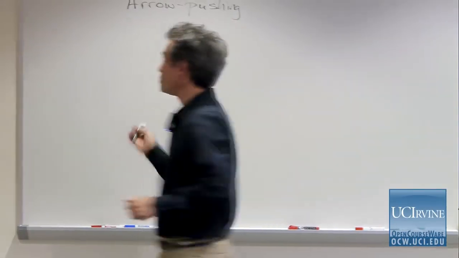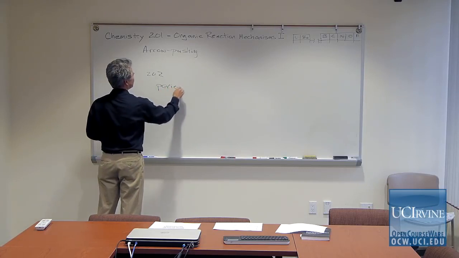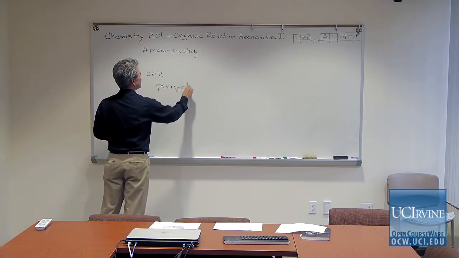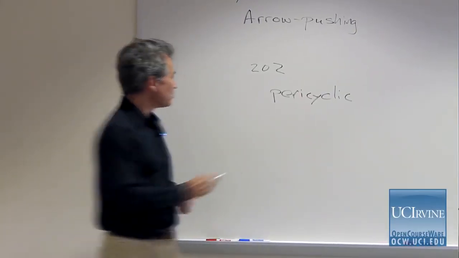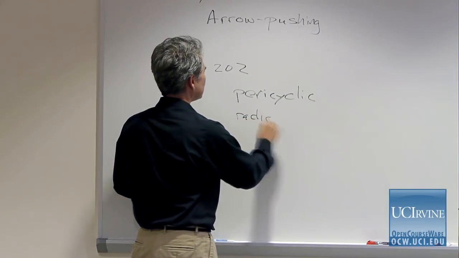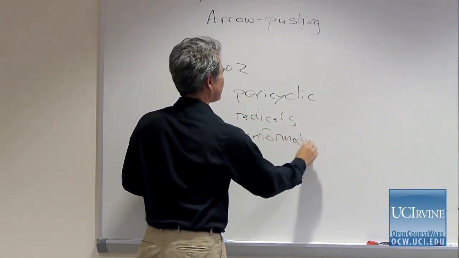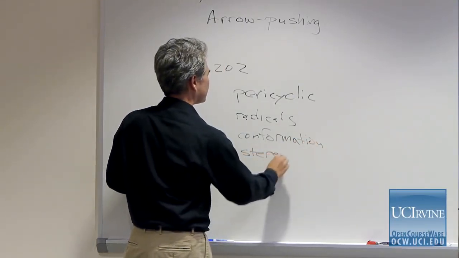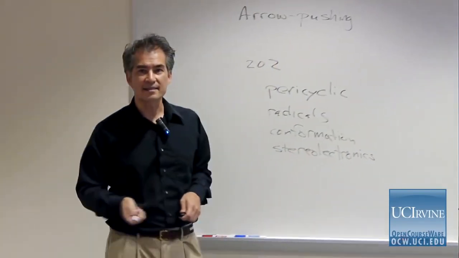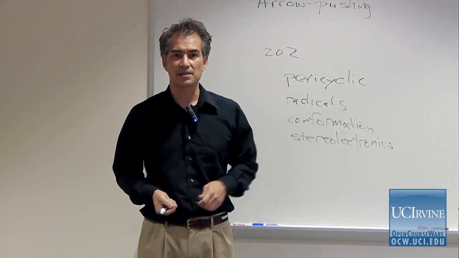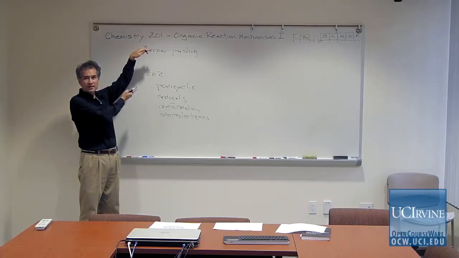In Chemistry 202, which is not part of this course, we cover concepts like pericyclic reactions, the Diels-Alder reaction, Ene reactions, sigmatropic rearrangements, things like that. We also cover radical chemistry, conformation, and stereoelectronics, and mechanistic tools like kinetics and kinetic isotope effects and linear free energy relationships. These concepts are not covered in this quarter, and this quarter will focus on arrow pushing.